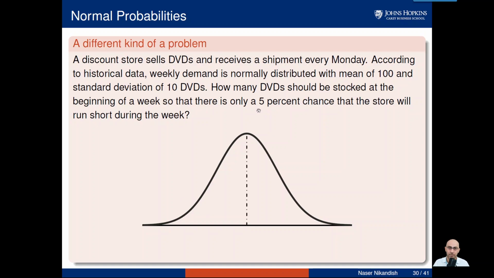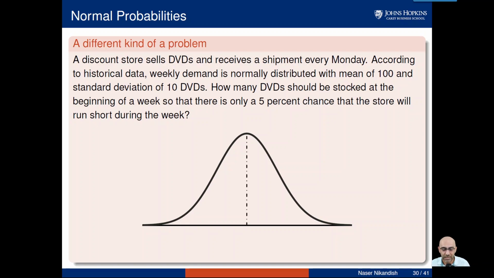Only 5%. Let me phrase it differently. I want to have enough inventory so that there's 95% probability that my customer demand is going to be less than or equal to whatever inventory I have. I'm looking for that inventory level. All right, here's the problem. How many DVDs should be stocked? I'm looking for inventory level. In this one, probability is given, 95% cumulative, right? What value should I have on the x-axis?